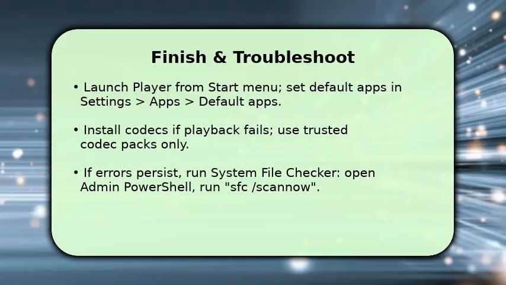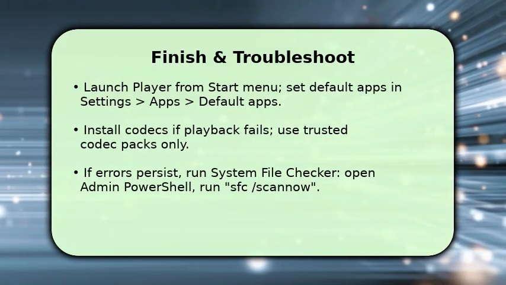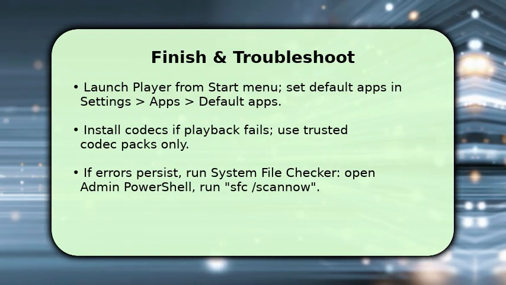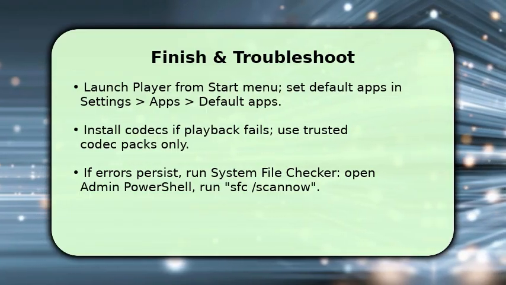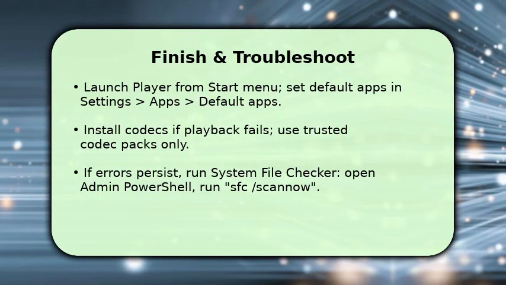After installation, launch Windows Media Player from the Start menu and set it as your default for audio or video if desired. If files won't play, install a reputable codec pack or use built-in HEVC extensions as needed. Codecs fix unsupported formats. Once everything seems set, test different file types.